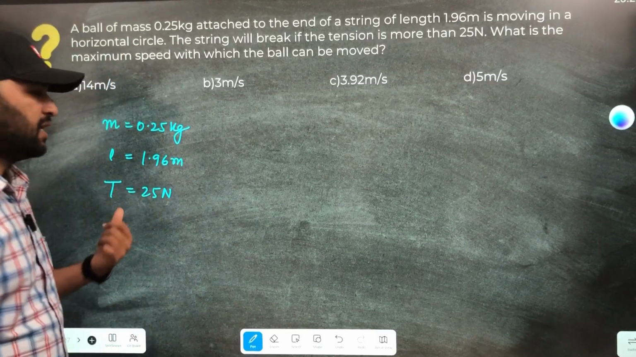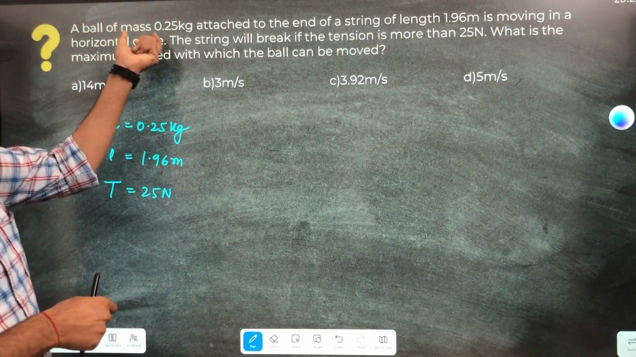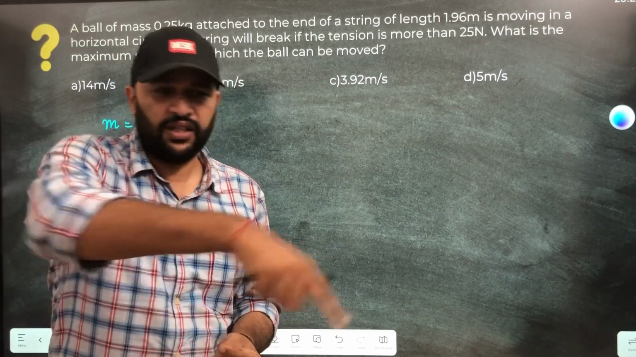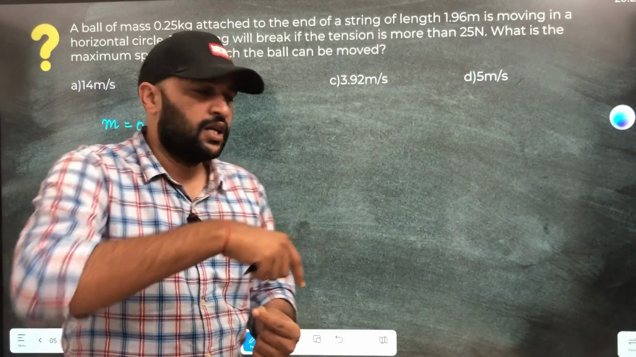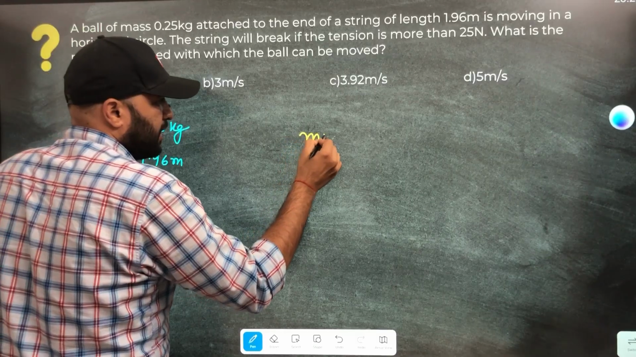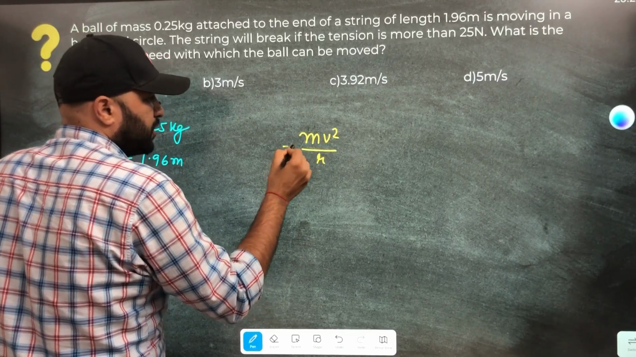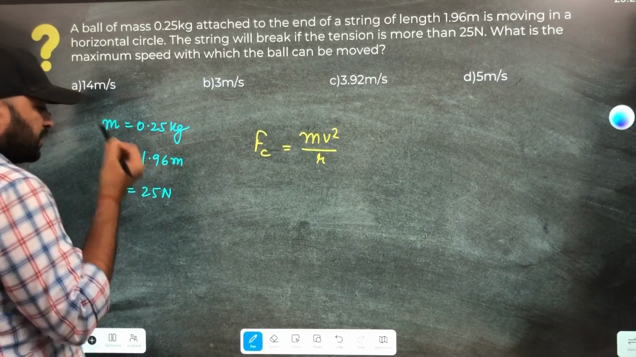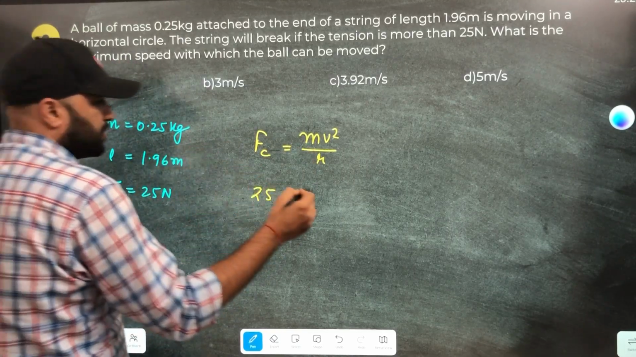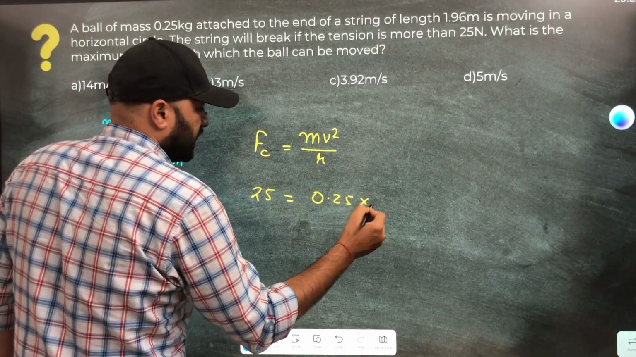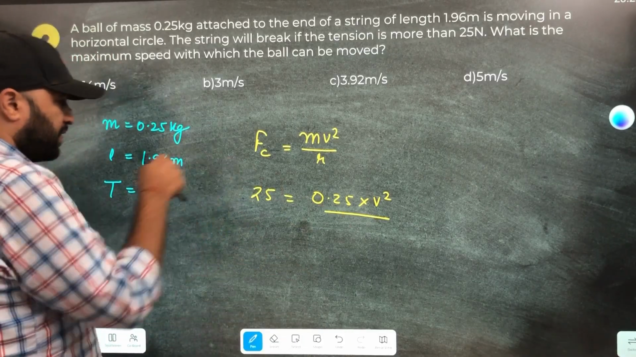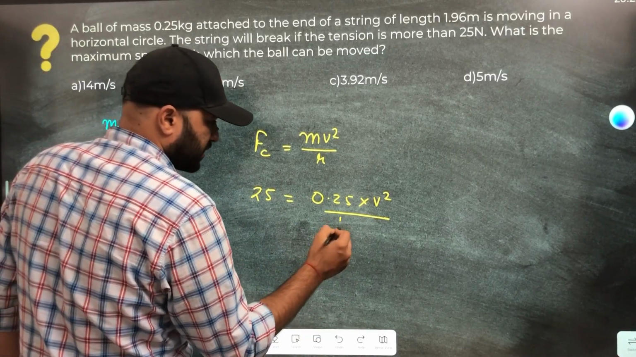So obviously you are given a ball of mass this much and a string of length this much, and you are rotating it in a horizontal circle, right? So on that horizontal circle there is a force which is m v square by r, the centripetal force, and this must be equal to the tension. So 25 must be equal to m. What is m? 0.25. Velocity they are asking. R, what will be the radius, or the length? The length of the string is 1.96.